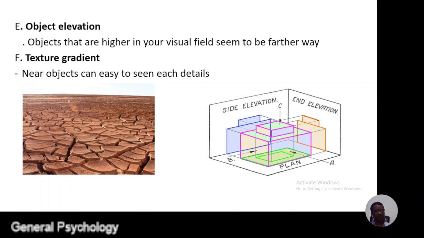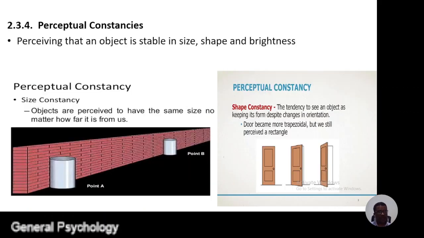Similarly, texture gradient also explains the same concept. Near objects can be easily observed, easily detected. However, if an object is far from our eyes or from our area, it is very difficult to understand, to identify the right texture of the material or the object.